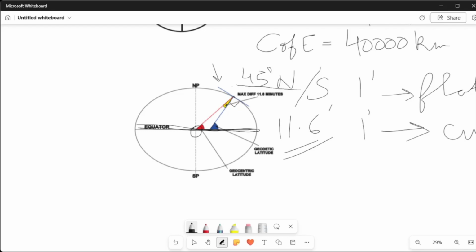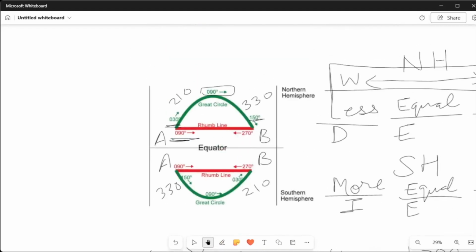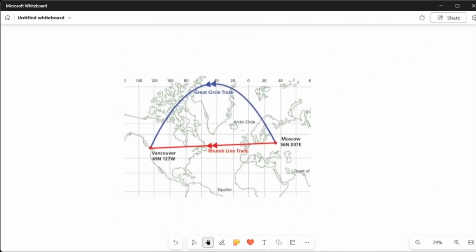Question number 9. What is the position of the rhumb line between 2 points relative to the great circle between the same points if the points are in the northern hemisphere? Since we saw in the diagram earlier, right here, in the northern hemisphere, the rhumb line will be southwards or closer to the equator, and in the southern hemisphere again the rhumb line will be towards the equator or north of the great circle.